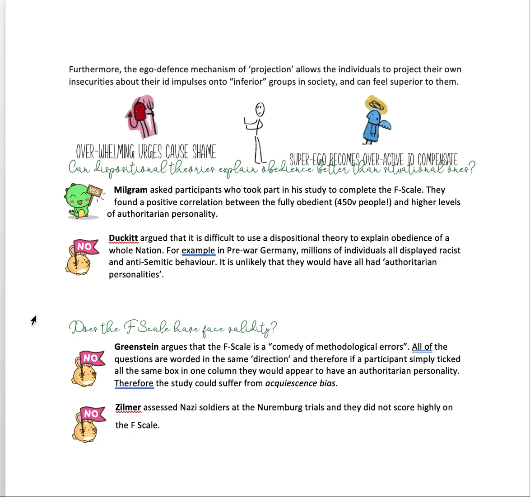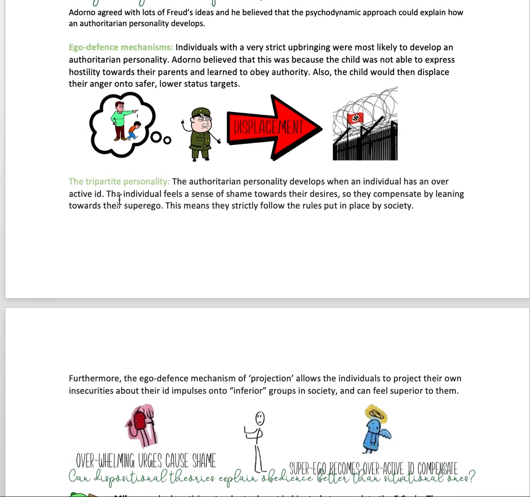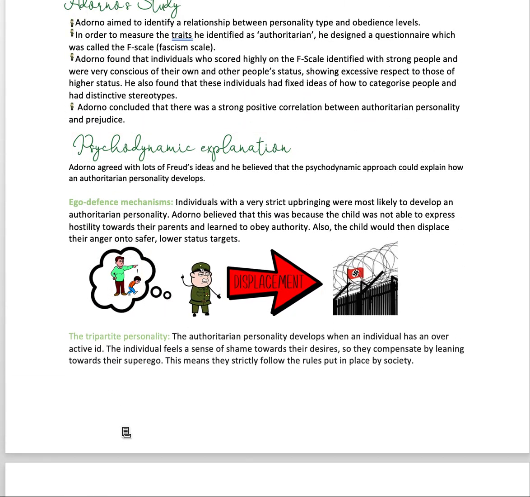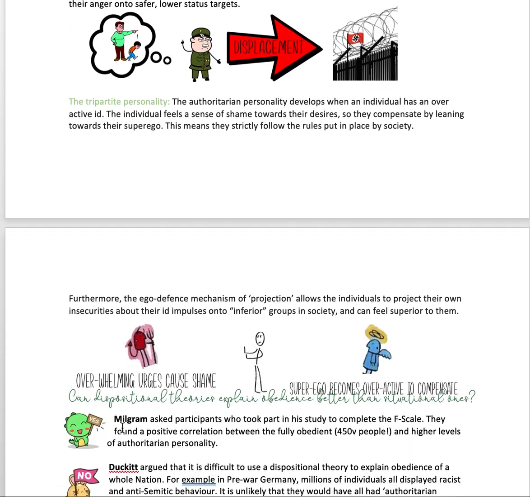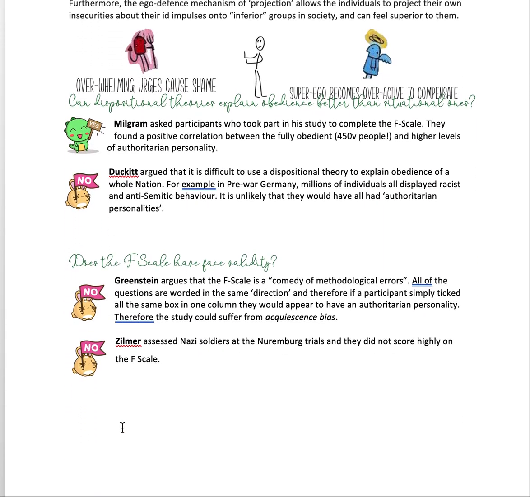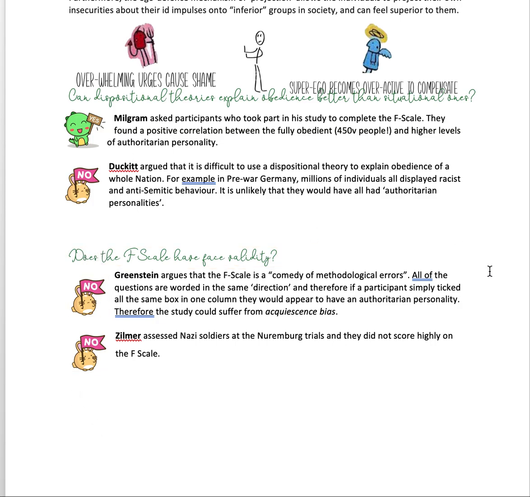Duckett, so it's difficult to use a dispositional theory to explain obedience of a whole nation. So the idea is it's unlikely that a whole population of people could have had the same personality type. When you look at those specific explanations as to how the authoritarian personality develops, it's unlikely that literally the millions of people that were involved in the Holocaust or have been involved in these kind of atrocities can have the same personality type. So it's not a particularly generalizable explanation. So therefore, we can't discount the influence of situational factors.